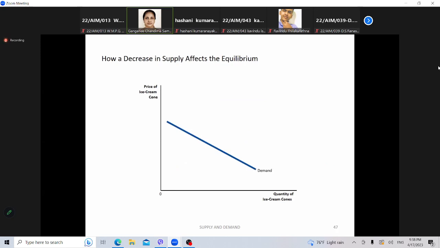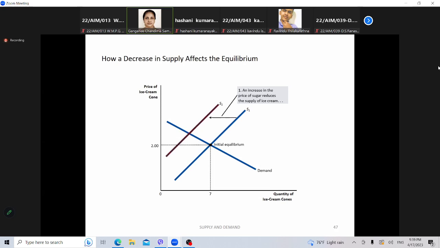Now we can say how a decrease in supply affects the equilibrium. Let's say first the supply is S1 with the initial equilibrium, then an increase in the price of sugar reduces the supply of ice cream. Another factor comes. Then the supply curve shifts left, supply of ice cream is low. Okay. Then the new equilibrium occurs like this. Then you can decide how it changes with the price changes.